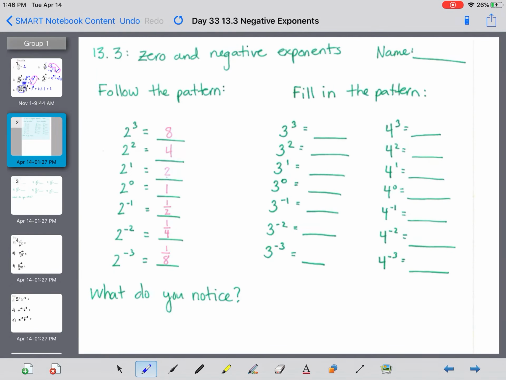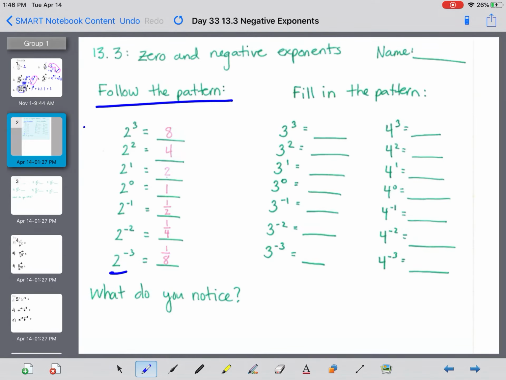So for our note sheet today, you can go ahead and print this out. And again, note the different colors on here. So we're going to just start with following the pattern. I want you to take a look. I have 2 to the third power all the way down to 2 to the negative third power. And let's just look at the pattern properties that we see here.